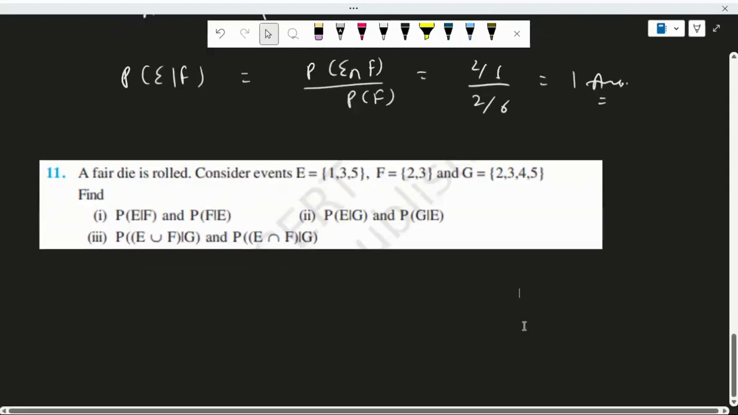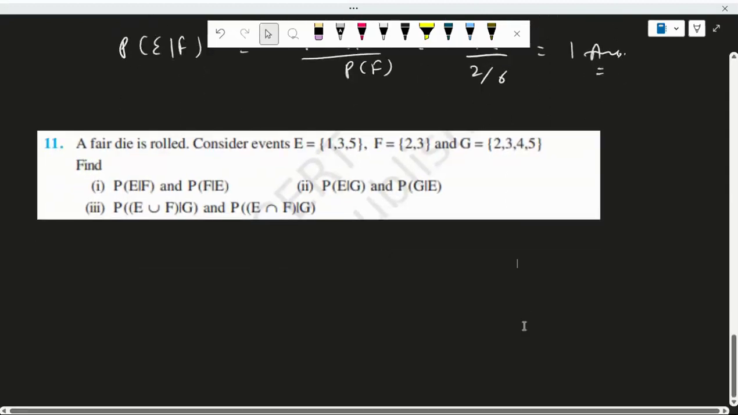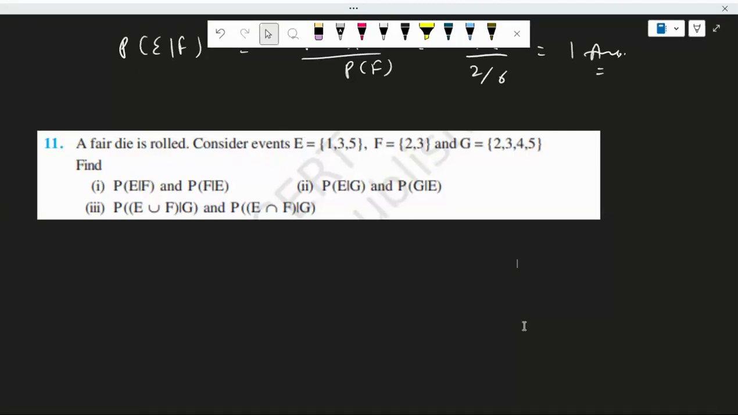Anyways, so question number 11 we are doing. A fair die is rolled. Consider events E, F, G. We have to find P(E|F) and P(F|E). I think you can do it yourself, isn't it?